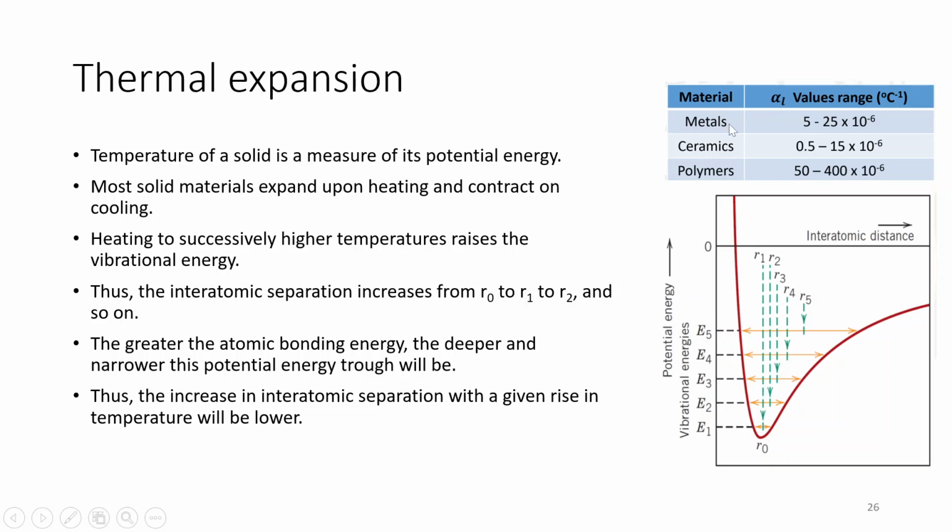And these are various materials and their thermal expansion ranges. For metals, it is 5 to 25 times 10 to the power minus 6. For ceramics, it is 0.5 to 15. And for polymers, it is the highest, 50 to 400. So ceramics have the least alpha values, thermal expansion.